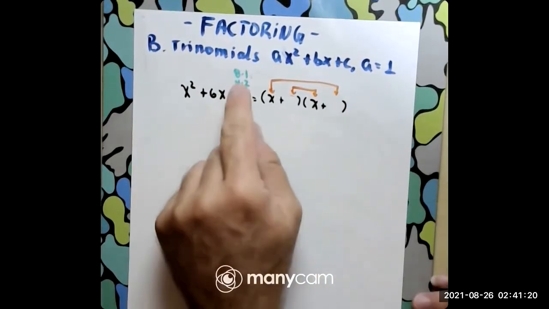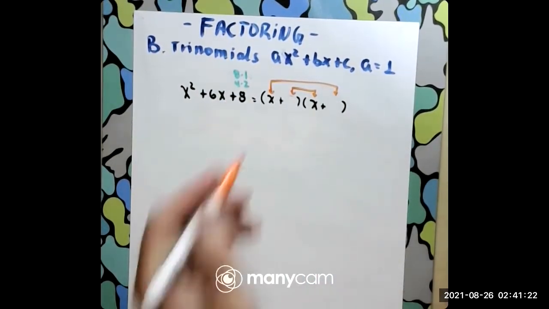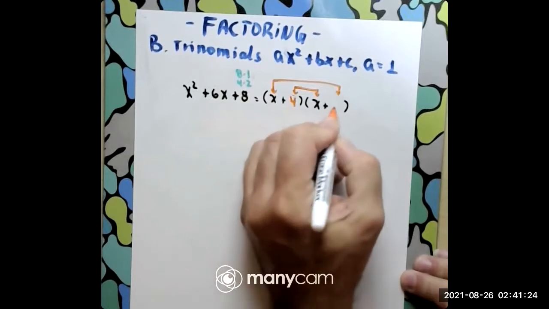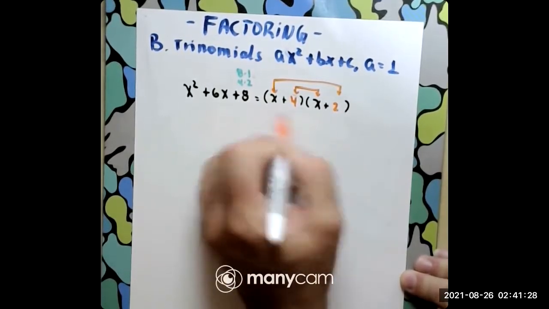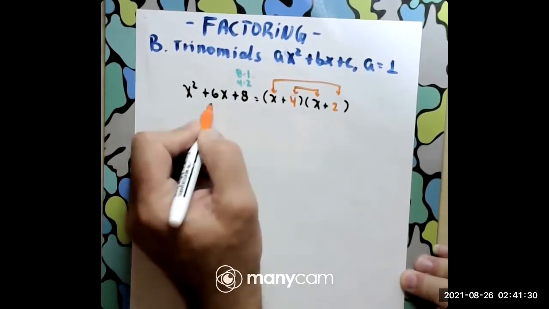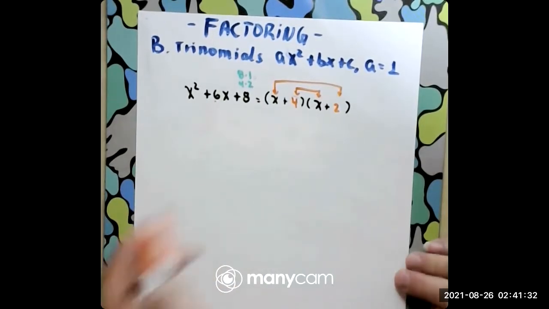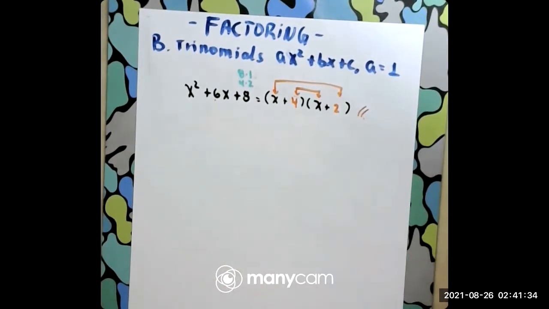Okay, so we move on to the next combo, which will be 4 and 2. 4 times x, 4x. 2 times x, 2x. 4 plus 2, voila, 6. Done. This one factors properly.